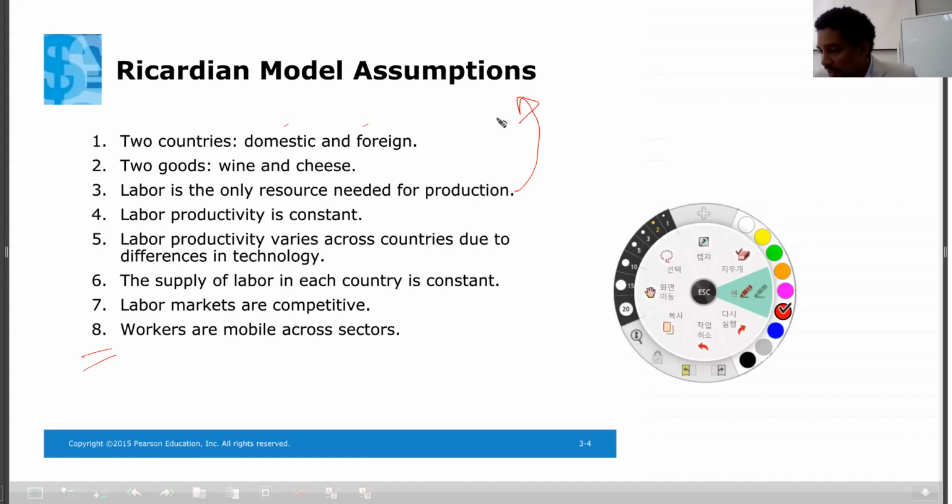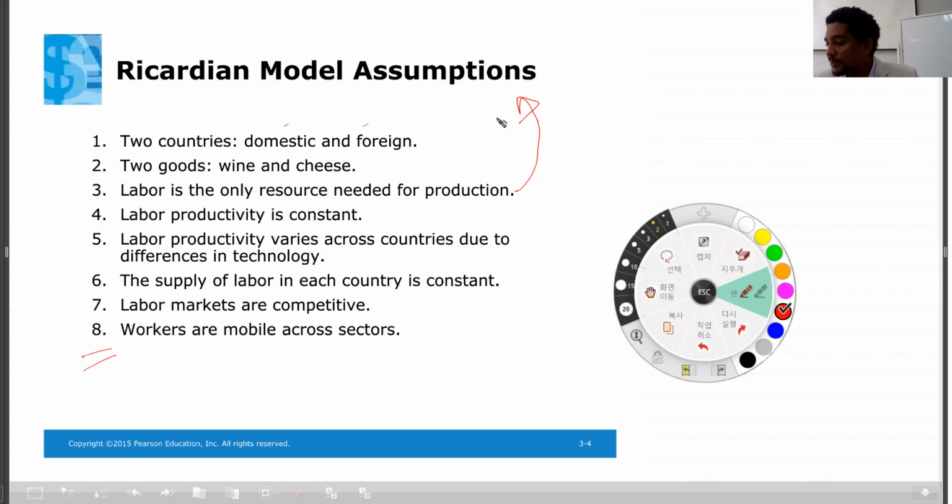Okay, and the 4th assumption is labor productivity is constant. 5th, labor productivity varies across countries due to differences in technology. So this means, for example, 2 units of labor in the domestic country might produce 1 gallon of wine, but in a foreign country, only 1 person can produce 1 gallon of wine. So labor productivity in domestic and in foreign might be different because of differences in technology.